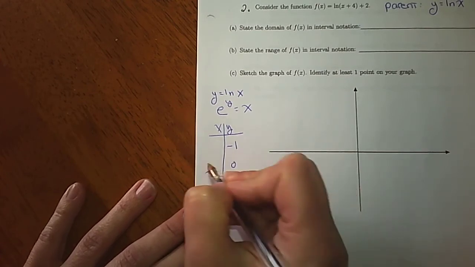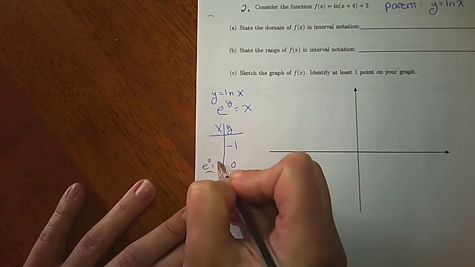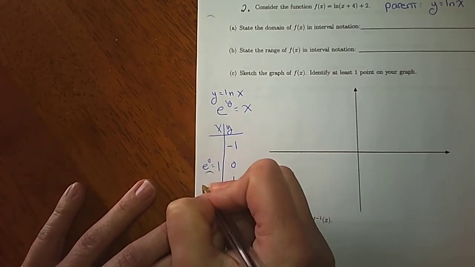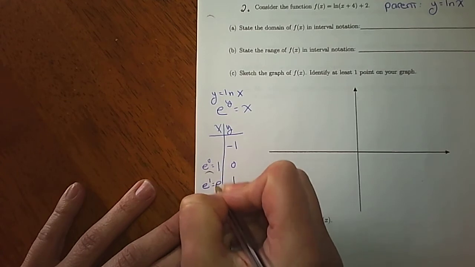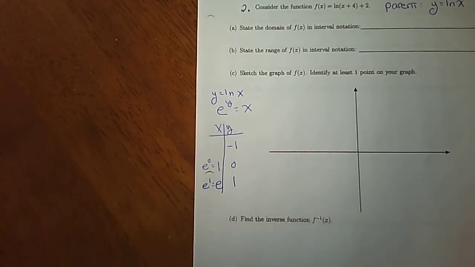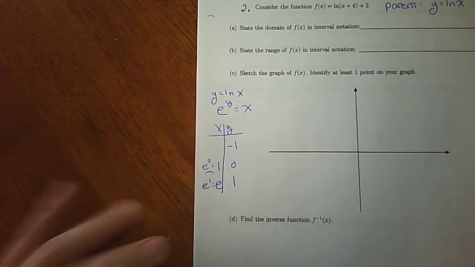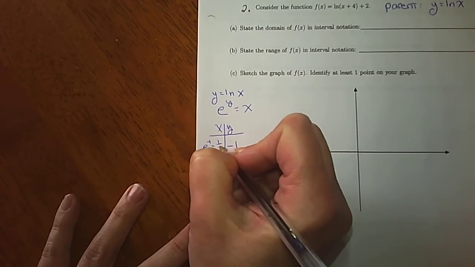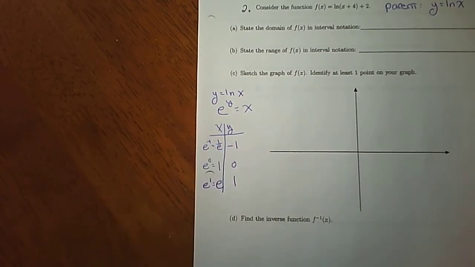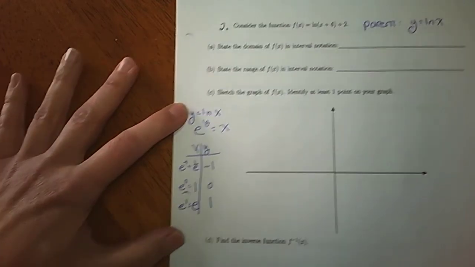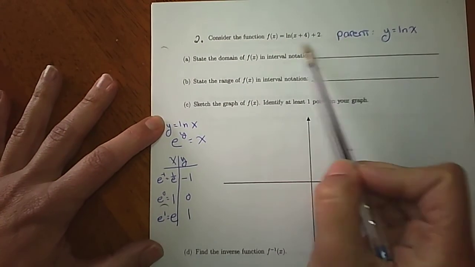All right, what's anything to the 0 power? 1. What is e to the first power? e. Now we're not using decimals. We're leaving it at e. We're going to think about it in our head, but we're going to leave it like this. And e to the negative 1 is 1 over e. Okay. Now, this is the parent function. We need to graph this guy.